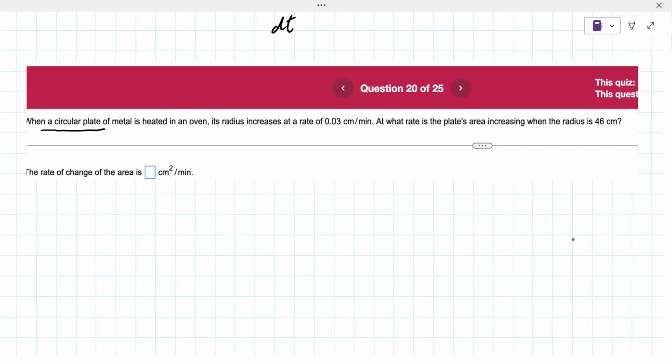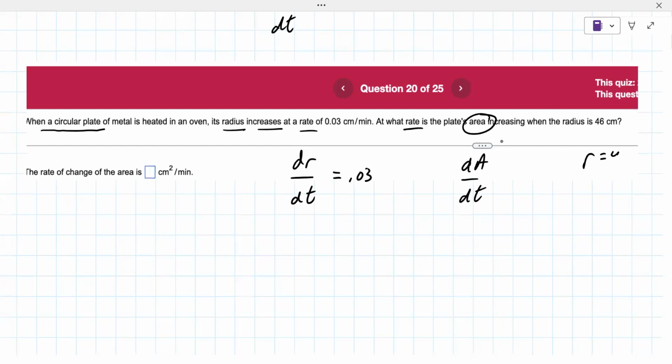Its radius increases at a rate of... So whenever you see something increases or decreases at a rate, that's an implied rate, dr/dt. So dr/dt is 0.03. And you keep reading here, at what rate is the plate's area changing? So that's dA/dt. So whenever you see rate, think derivative. The radius is 46. So we're trying to figure out dA/dt.